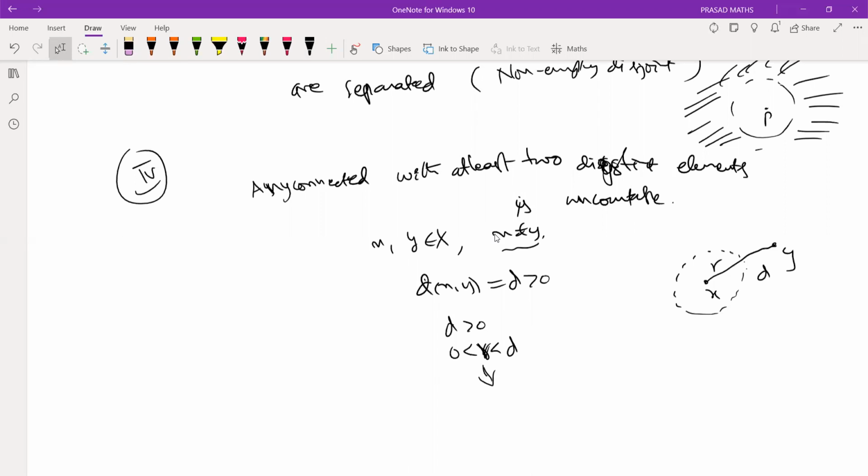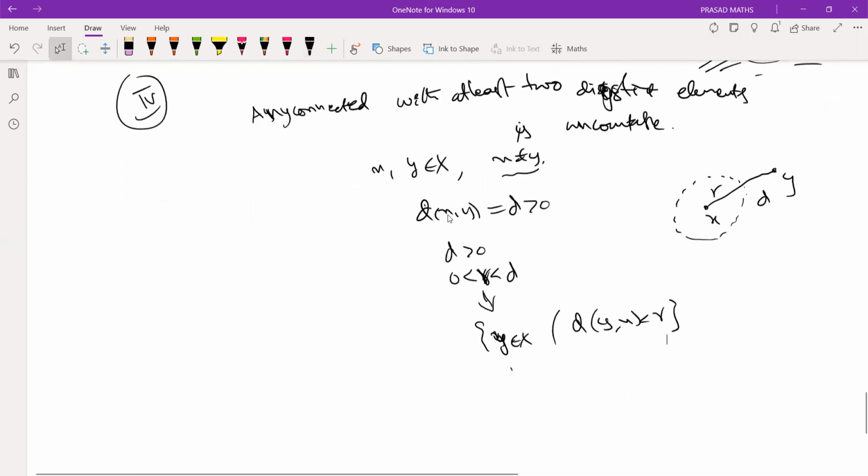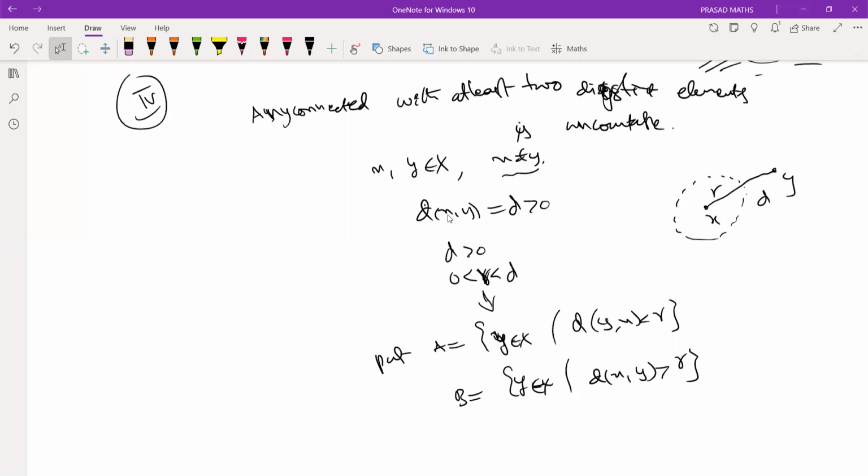So with respect to r, I can choose a ball centered at x. This is the set of all y in X such that the distance between x and y is less than r, which is simply the ball centered at x with radius r. This is my set. Second is the outside of the ball. So this is my A set, and this is my B set. What is my A? Inside of the set. What is my B? Outside of the set.